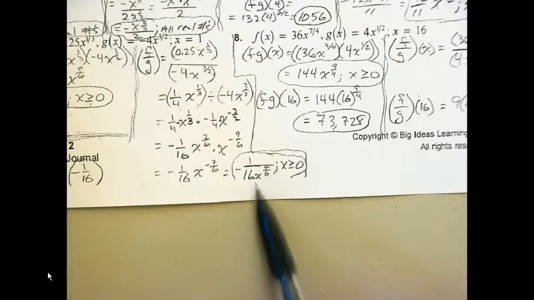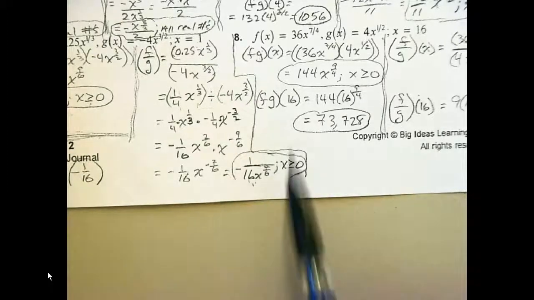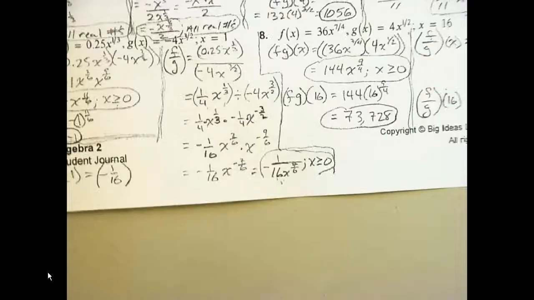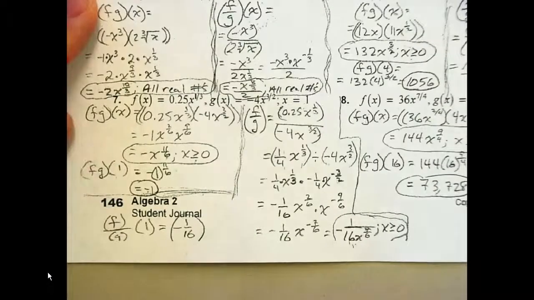That is not rationalized. I did not rationalize it there. But x is greater than or equal to 0. It's again because you have the 6th root. And when you evaluate it, you get negative 1/16.